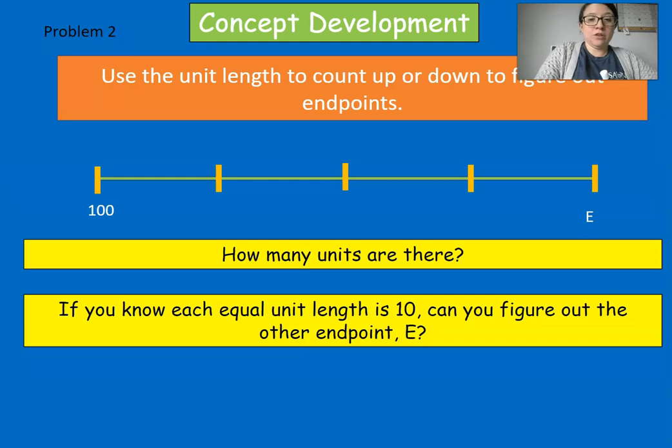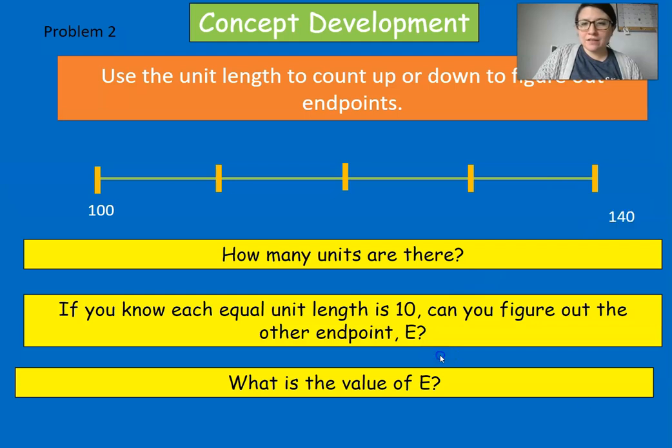Good. 1, 2, 3, 4, 5. There's 5. If we know that each unit is equal to 10, so each time we're touching another hash mark, it's equal to 10, can we figure out the value of that endpoint? We can, right? So we're at 100. Each unit is going to be another value of 10. So 100, 110, 120, 130, 140. What is the value of that E? 140. Beautiful. So if we know the value of each of the units, we can figure out the endpoint.